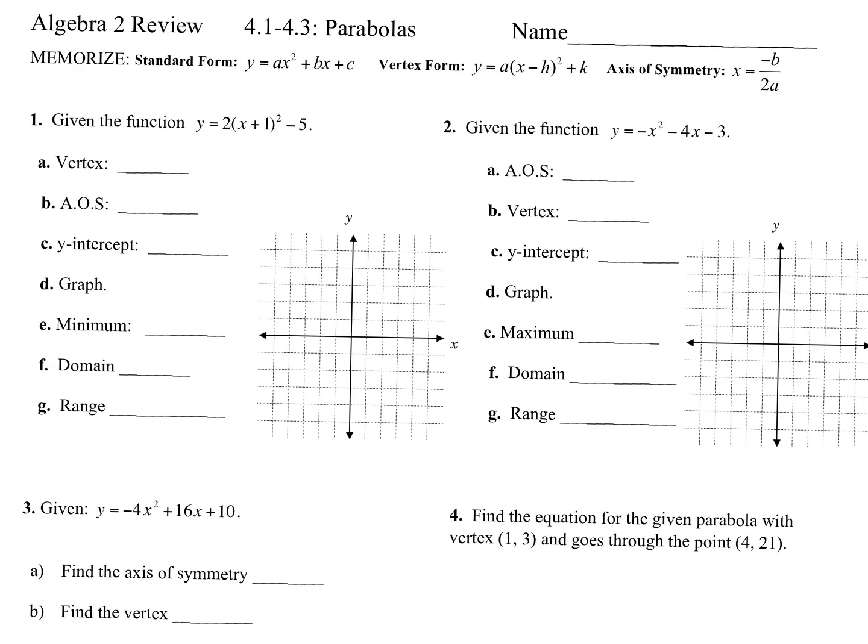All right. For number one, if you are given that function, what is your vertex? -1, -5, right? So it's the opposite of what's inside and the same as what's outside, okay? -1, -5. What is your axis of symmetry then?